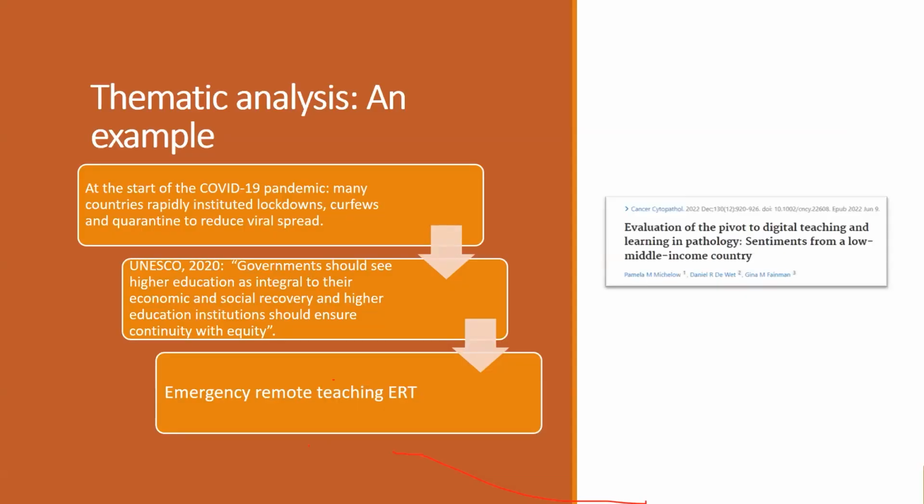So I'm just going to give an example of a mixed method study that I undertook, and I used thematic analysis. At the start of the COVID-19 pandemic, in order to stop COVID spreading, many countries rapidly instituted lockdowns, curfews, and quarantine. However, according to UNESCO, governments should see higher education as integral to the economic and social recovery. They said that higher education should not stop, it should continue, but continue with equity. And this led to the institution of emergency remote teaching, or ERT.